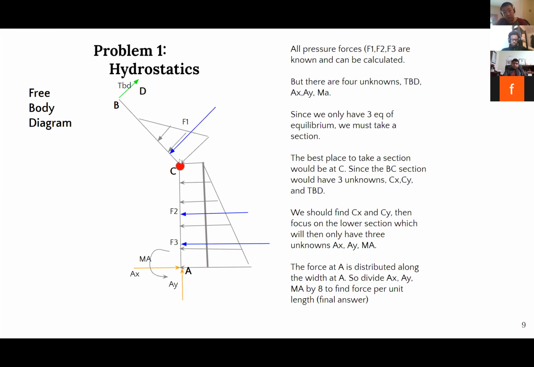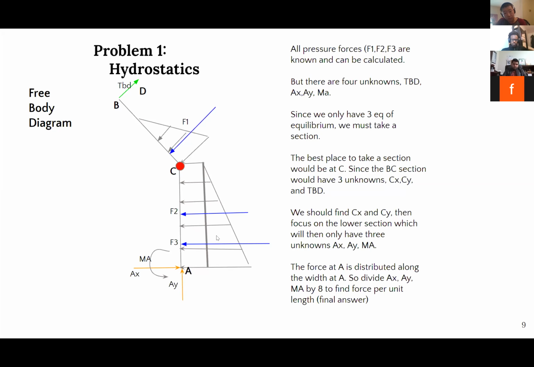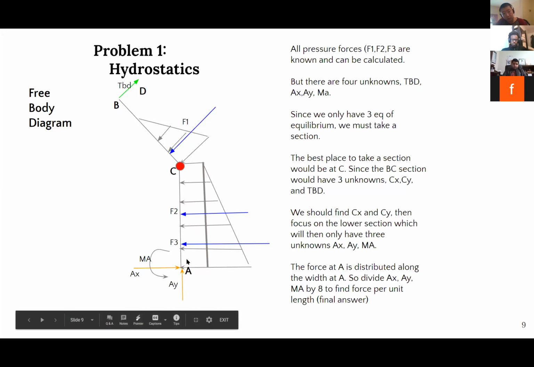And once we find those 2 reactions at C, we can further proceed by looking at the section CA. Because if CX and CY are known, we also know F2 and F3 because they're pressure forces and can be calculated. So we can just find MA, AX, and AY using our equilibrium equations. Okay, so let's get started with the actual process.